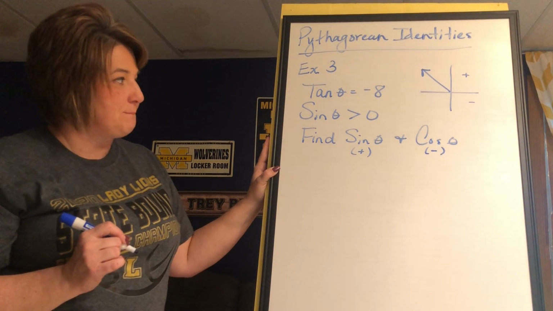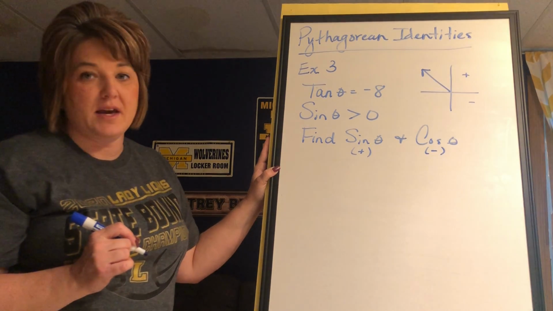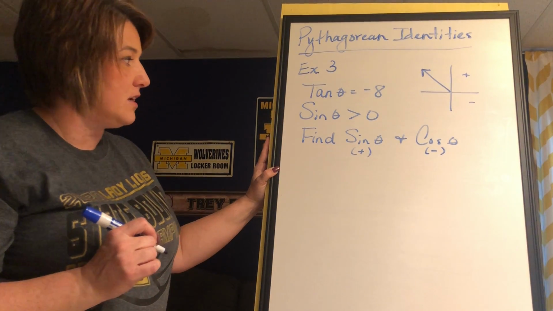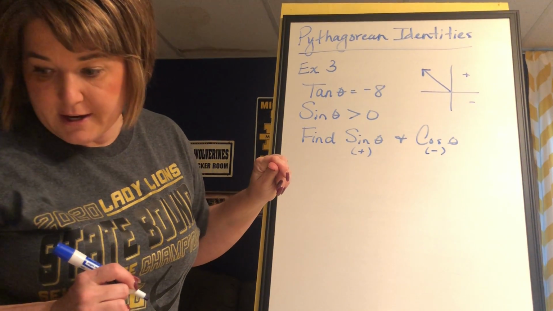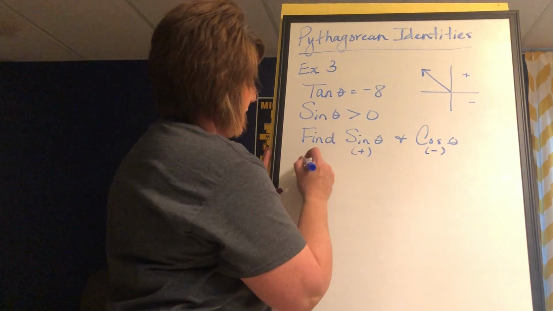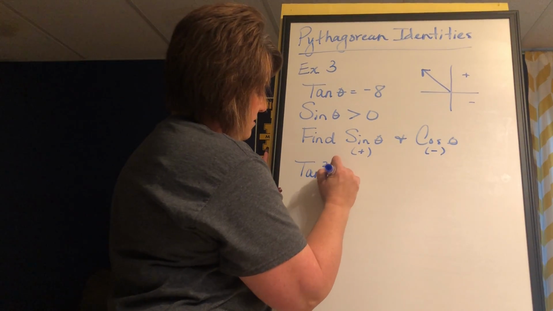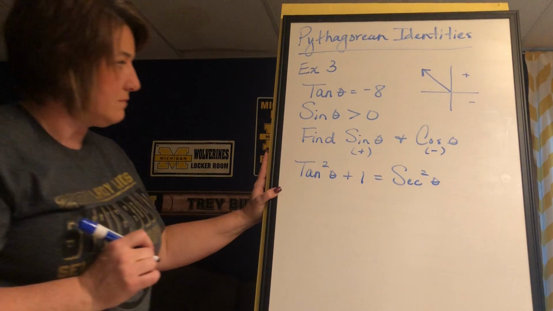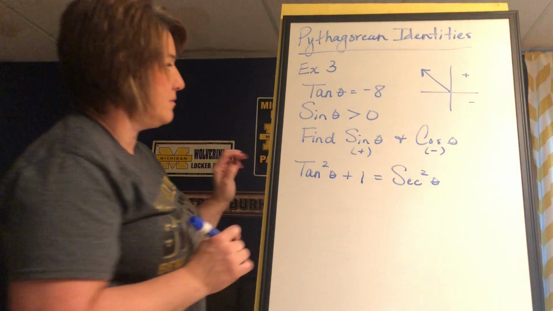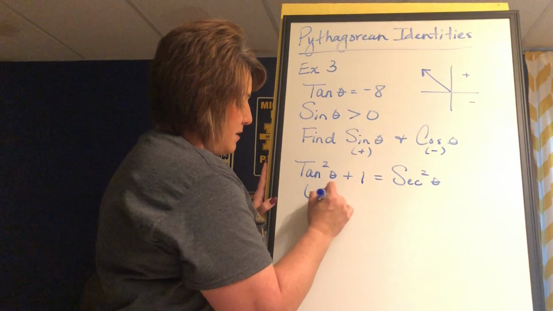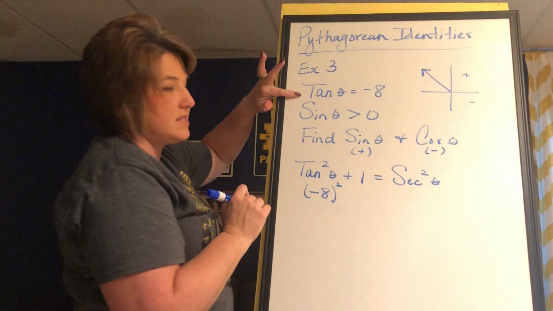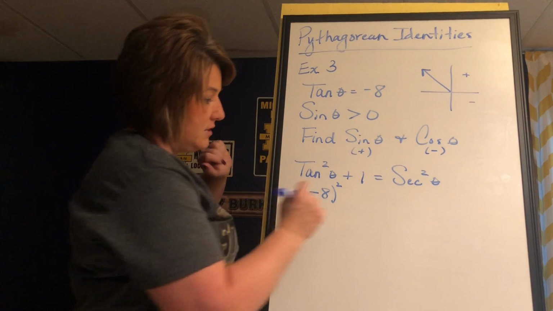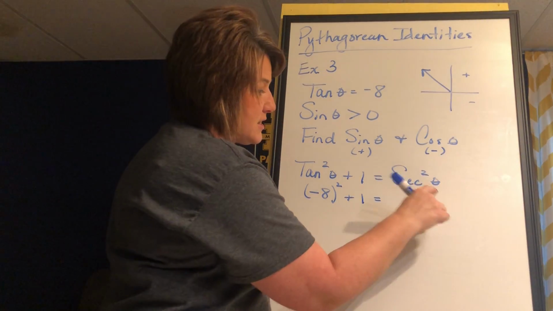Okay, so now what we need to do is go back and use one of our identities. If you're given tangent of theta, let's use tangent squared theta plus 1 is equal to secant squared theta. So we can just plug this in here. Tangent squared, that's the same as -8 squared, because they told me that tangent theta is -8, so I put that in here, and we square it. Plus 1 is equal to secant squared theta.